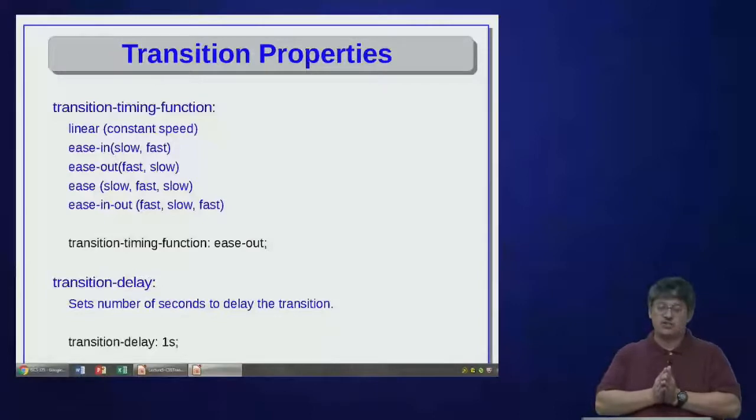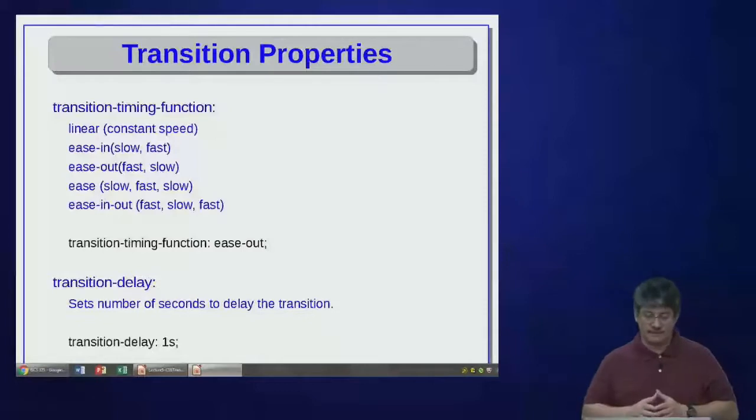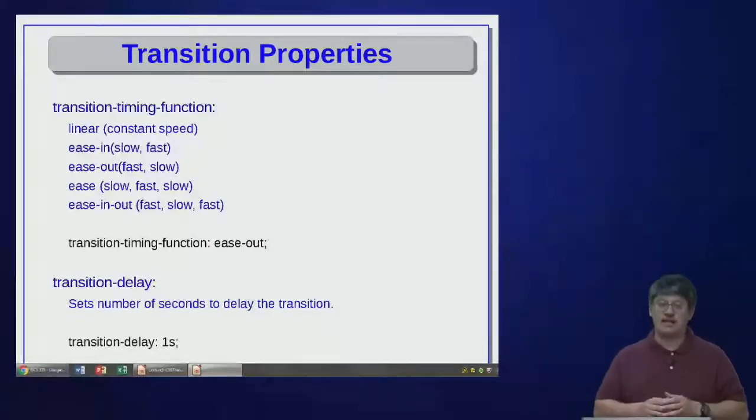Another way to do it is to do an ease-in transition. That starts slow but then speeds up. I can also do an ease-out that starts fast and then slows down. Or just ease, which starts slow, goes fast, and then slows down again. Or ease in out is the other way around. It goes fast, slow, fast. So for example, I could set the property transition-timing-function to ease out.